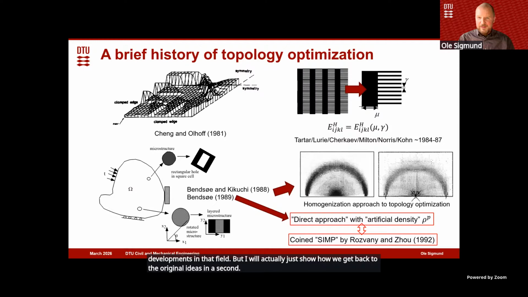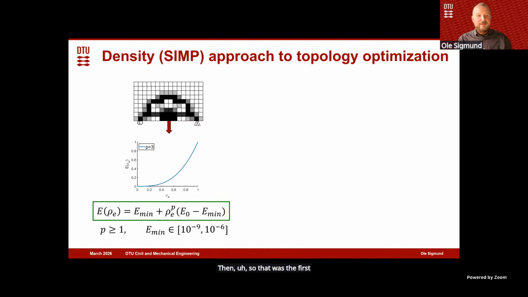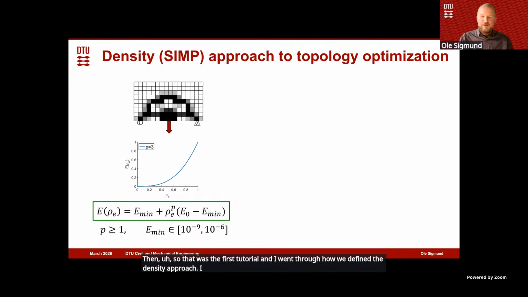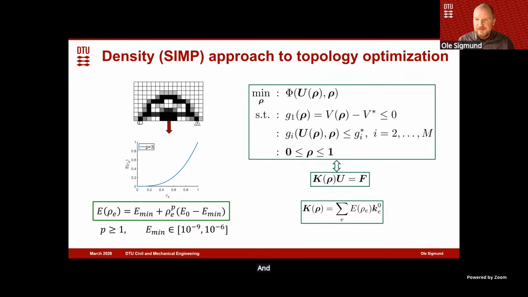So that was the first tutorial, where I went through how we defined the density approach. I said that for certain values of P, typically larger than 3, we actually have physically realizable microstructures. And I set up the standard density-based topology optimization problem as seen here.